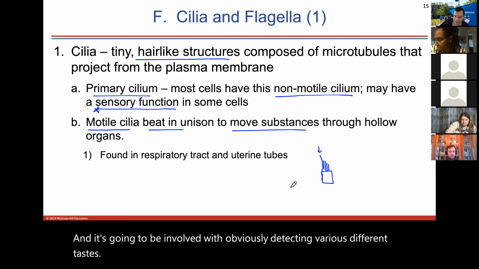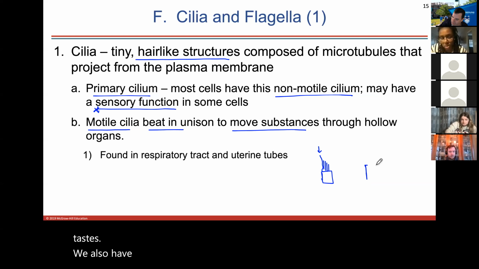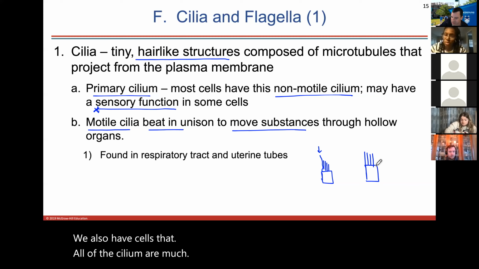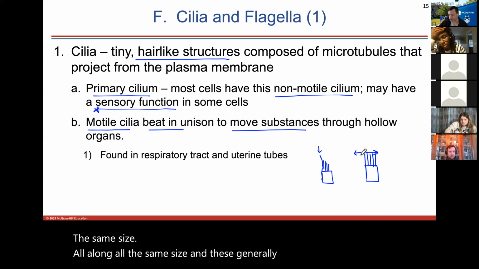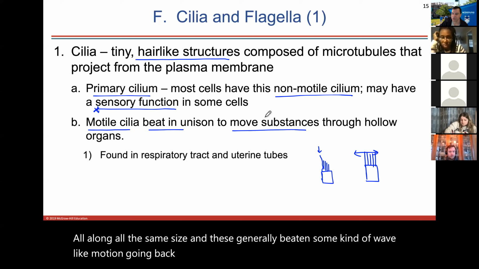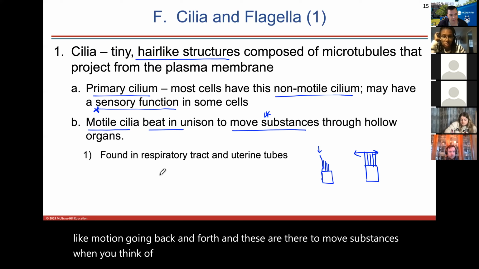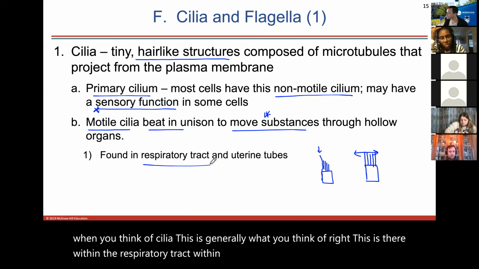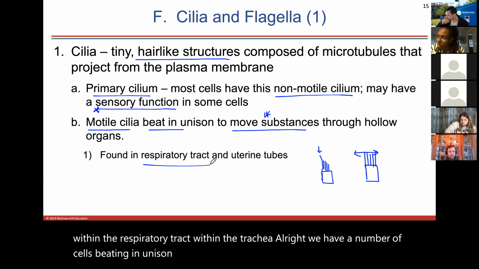We also have cells where all of the cilia are much the same size, all long, all the same size. And these generally beat in some kind of wave-like motion going back and forth. And these are there to move substances. When you think of cilia, this is generally what you think of, all right? This is there within the respiratory tract, within the trachea, all right? We have a number of cells beating in unison, going in one direction.